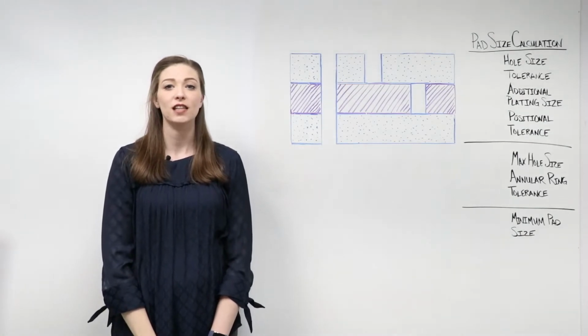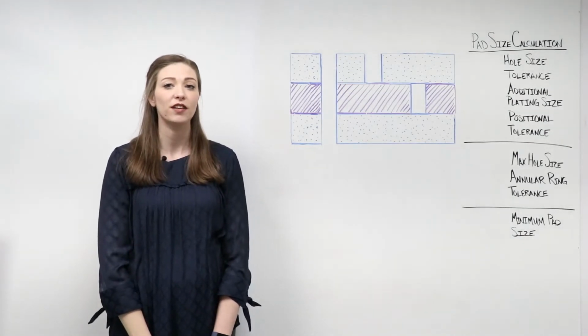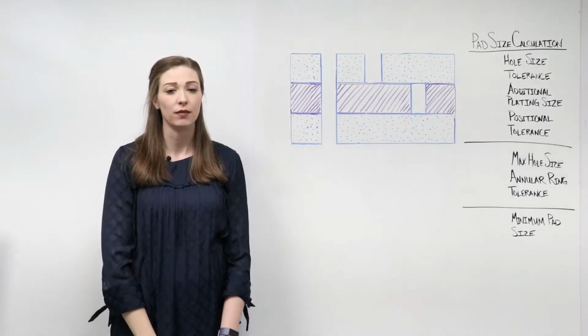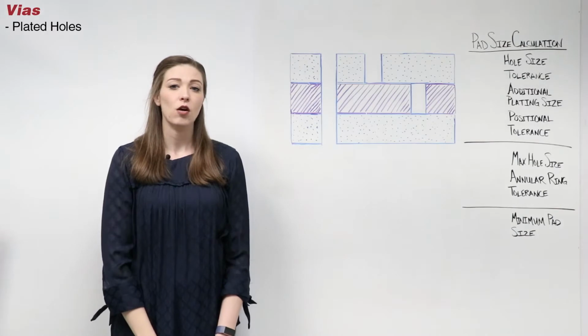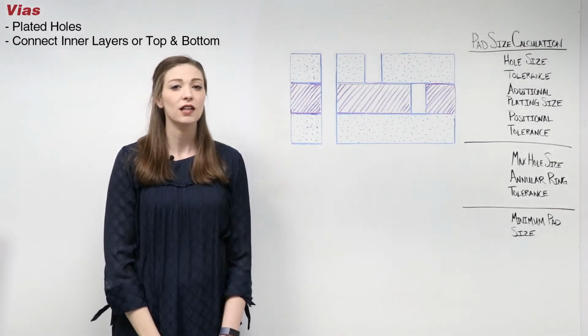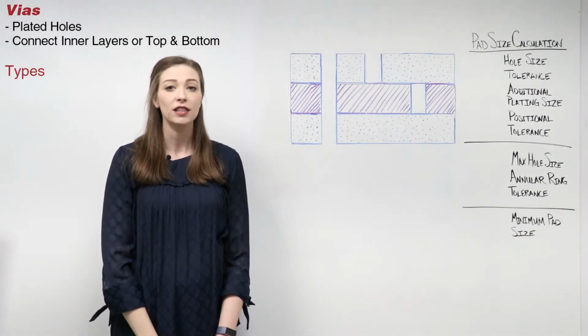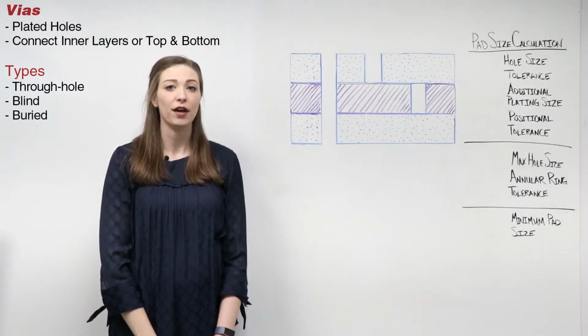Today we will be discussing vias and why it's important to define via requirements at the beginning of your design. But first, what exactly is a via? Vias are plated holes connecting inner layers or one side of the board to the other. There are three types: through hole, blind, and buried.